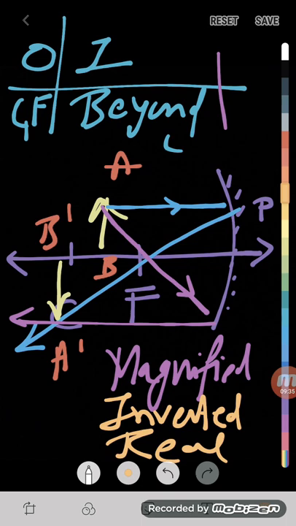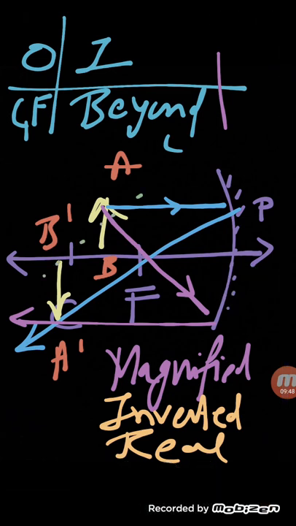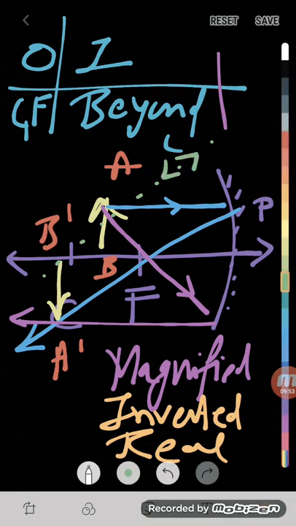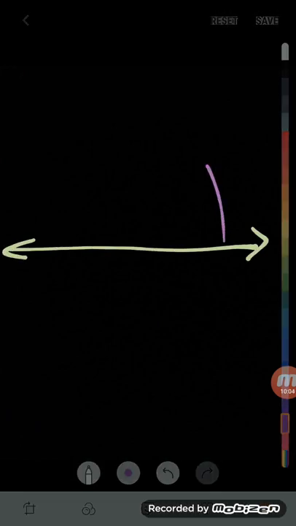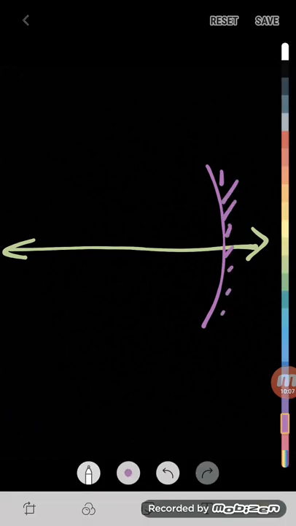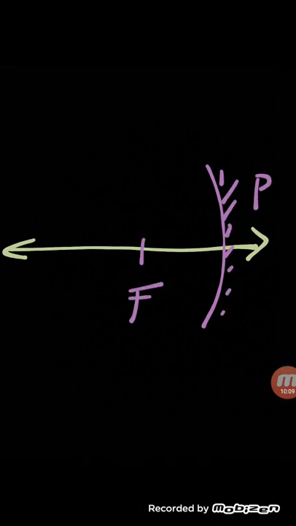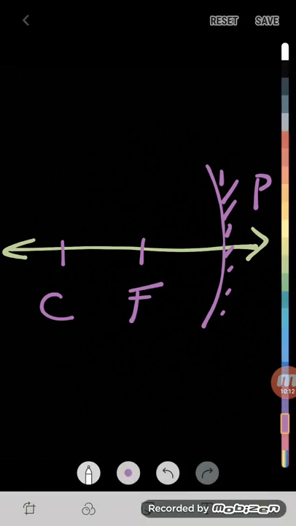Right? Remember again, we can also use rule number 3 for this, that if the ray of light passes through the center of curvature like this, it traces back the same path. Okay, so next diagram, again this is the principal axis, a mirror, pole, focus, center of curvature.